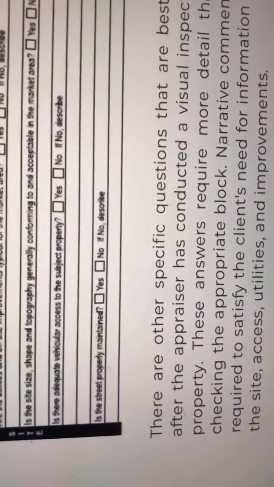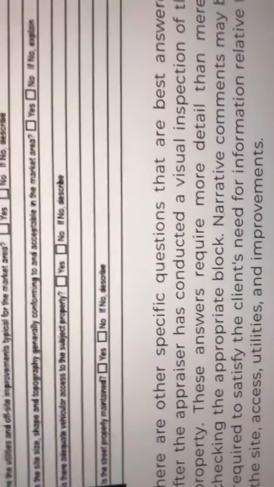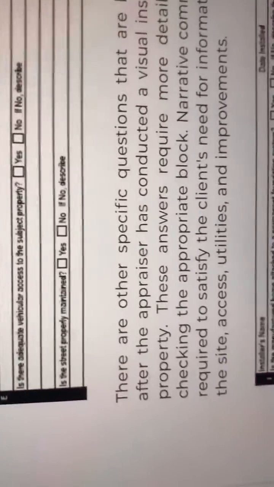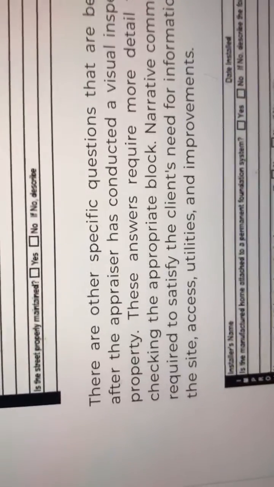Is there adequate vehicular access to the subject property? Yes or no? If no, describe. And there's 3 sentences underneath that. Is the street properly maintained? Yes or no? If no, describe.